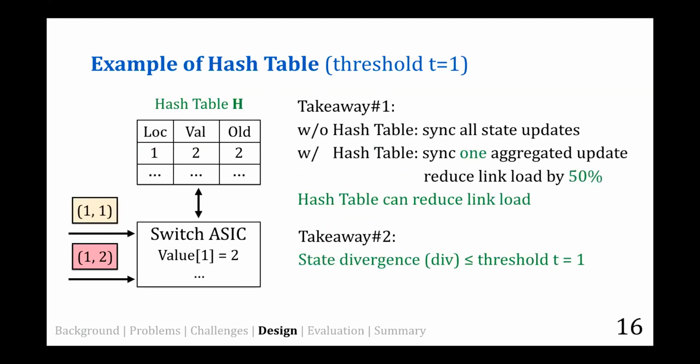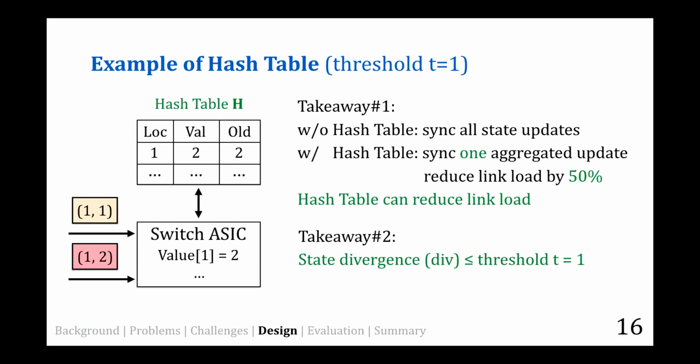This example gives two takeaways. First, in the situation without hash table, we need to synchronize all the state updates, which may lead to state loss. In contrast, with hash table, we only need to synchronize one aggregated state update. So the first takeaway is that our hash table can reduce link load and avoid state loss.